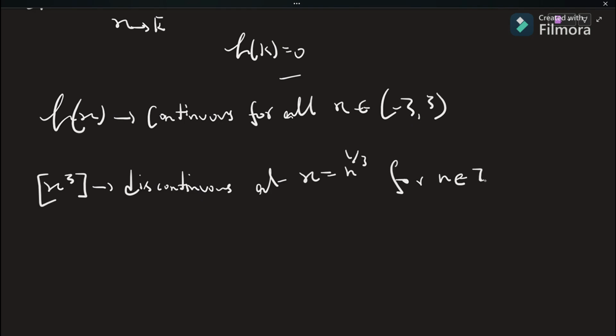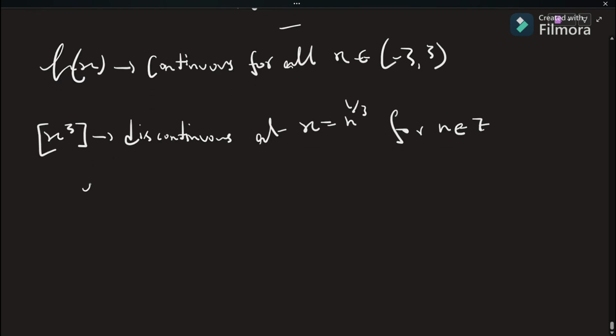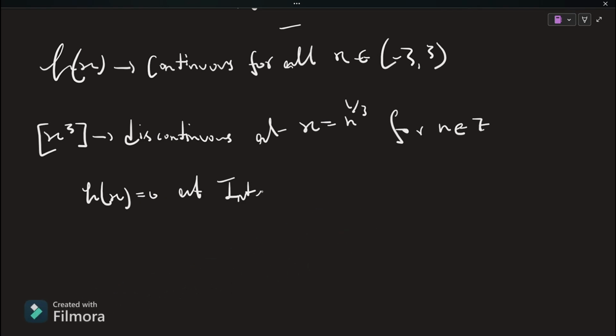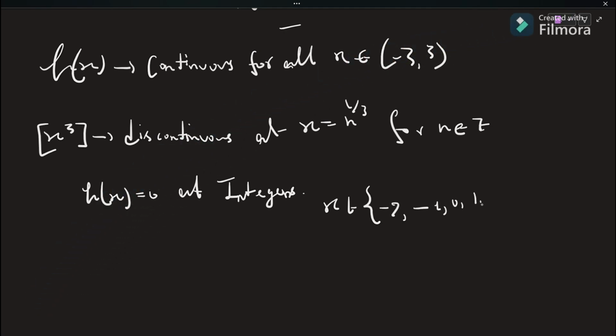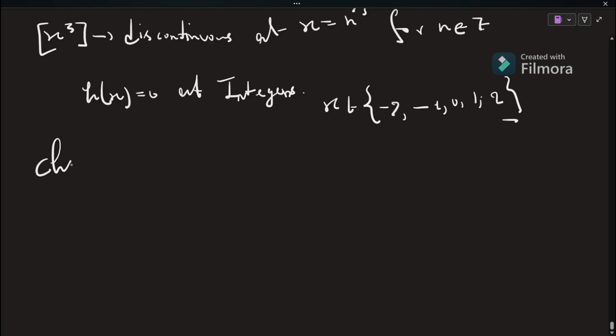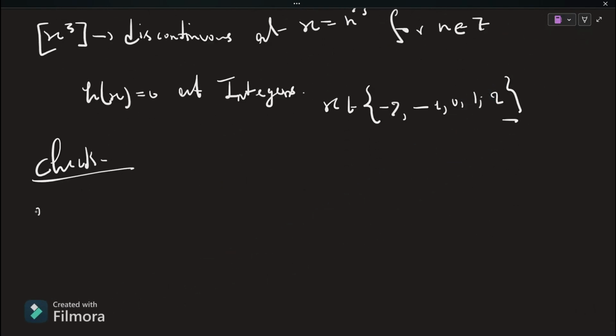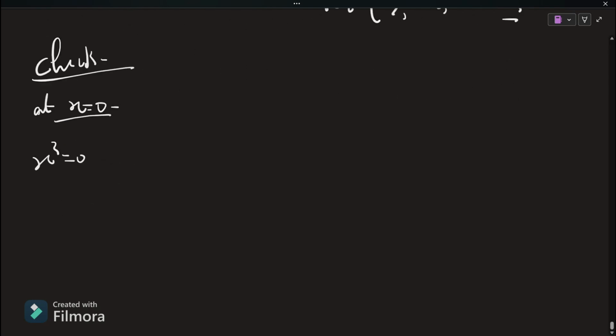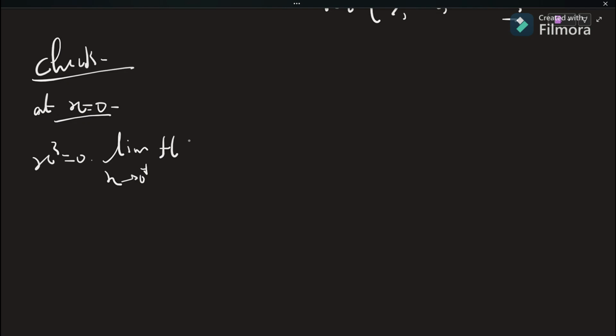So h(x) equals 0 at integers, and the value of x will belong to these values: 0, 1 and the last one, 2. Let's check. We will check at x equals 0. So when x cube equals 0, the limit as x tends to 0 plus of f(x) will be 0.